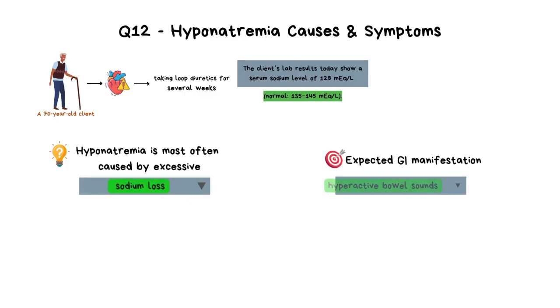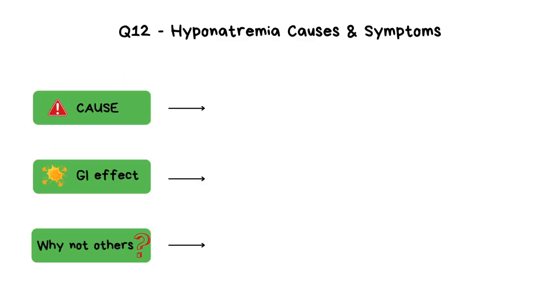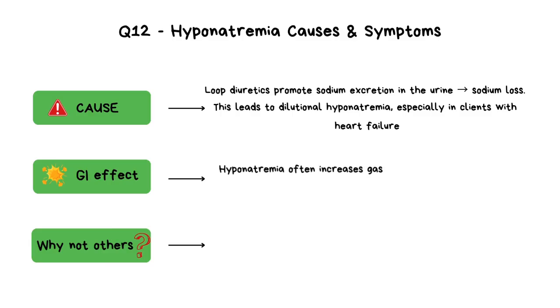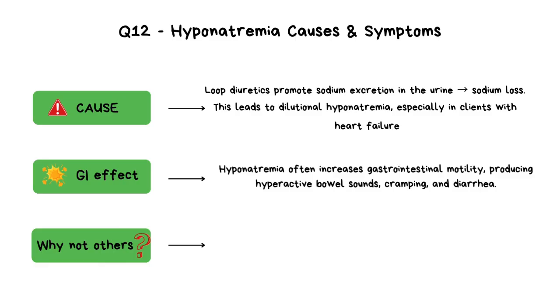The correct answers are sodium loss and hyperactive bowel sounds. Rationale: loop diuretics promote sodium excretion in the urine, leading to sodium loss and dilutional hyponatremia in heart failure. Hyponatremia often increases gastrointestinal motility. You'll hear hyperactive bowel sounds, with cramping or diarrhea.